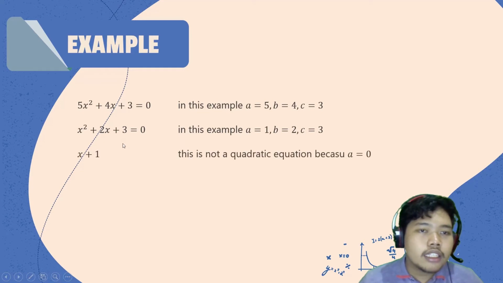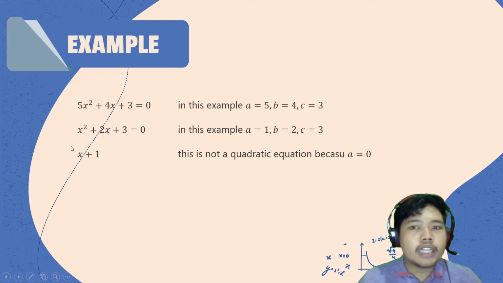And then next, this is not a quadratic equation. It is because a is equal to 0. There is no x squared, right? Okay, next.